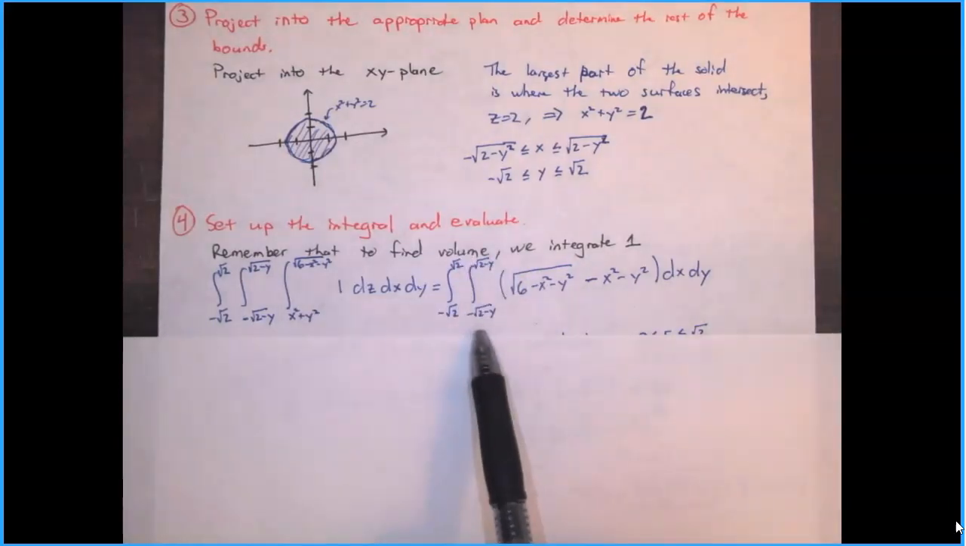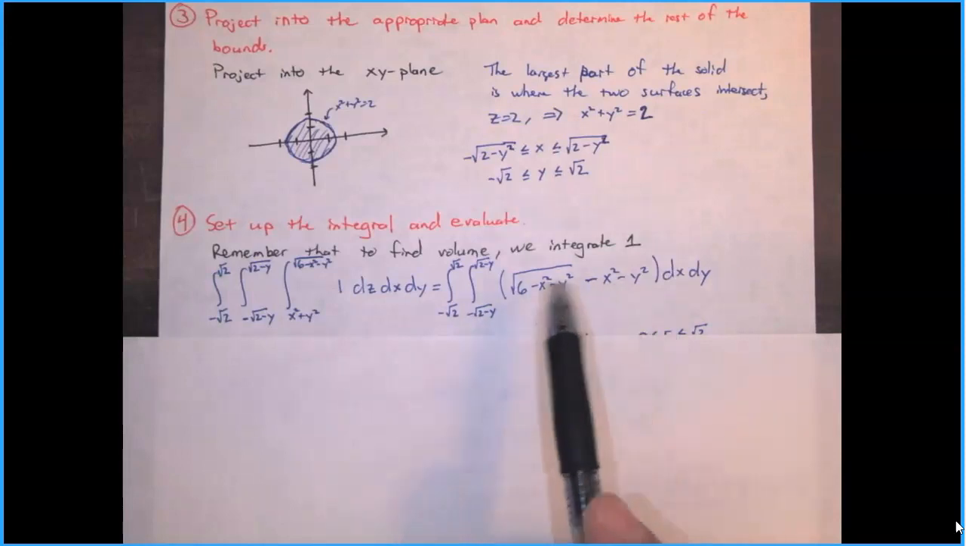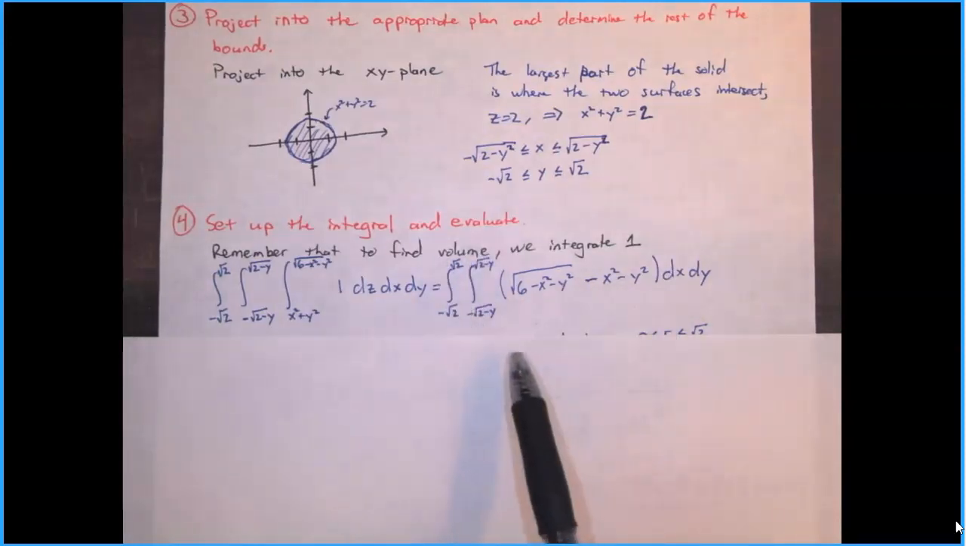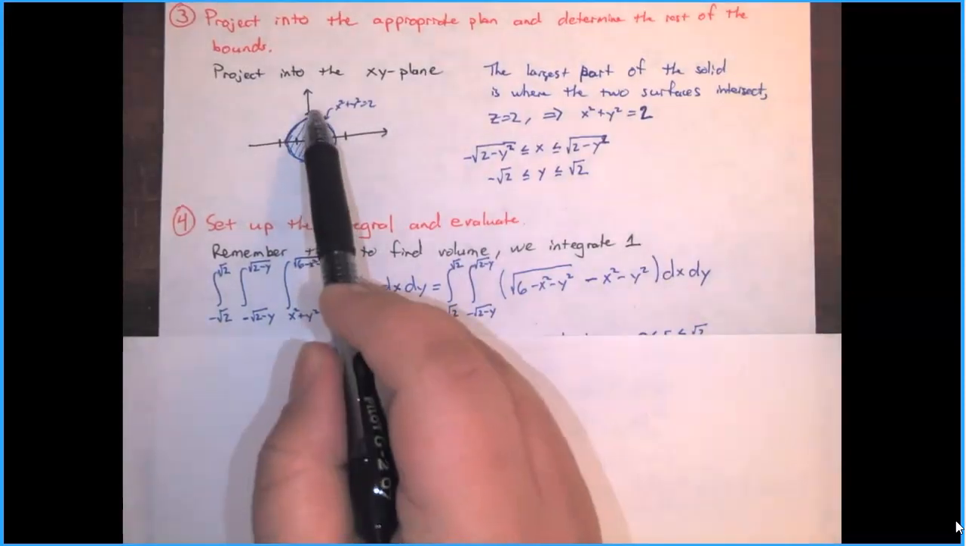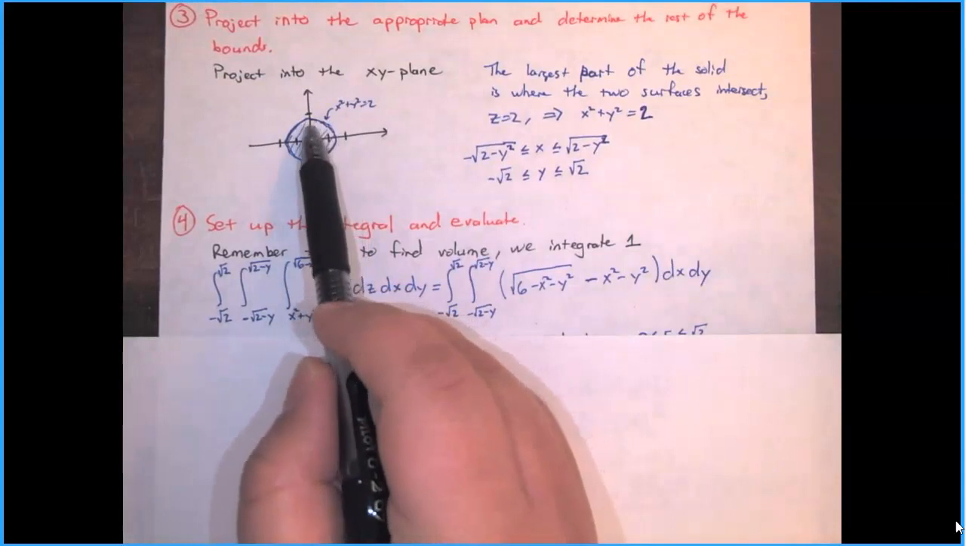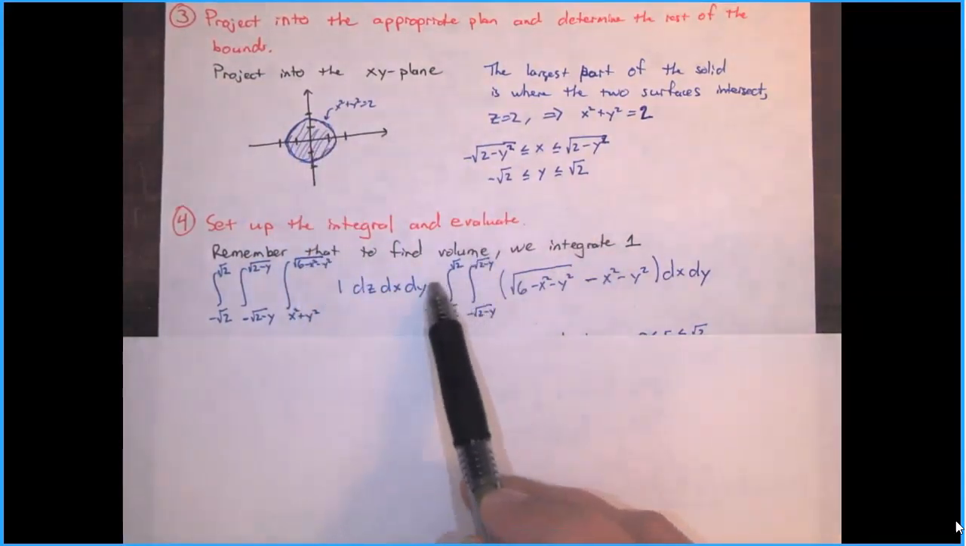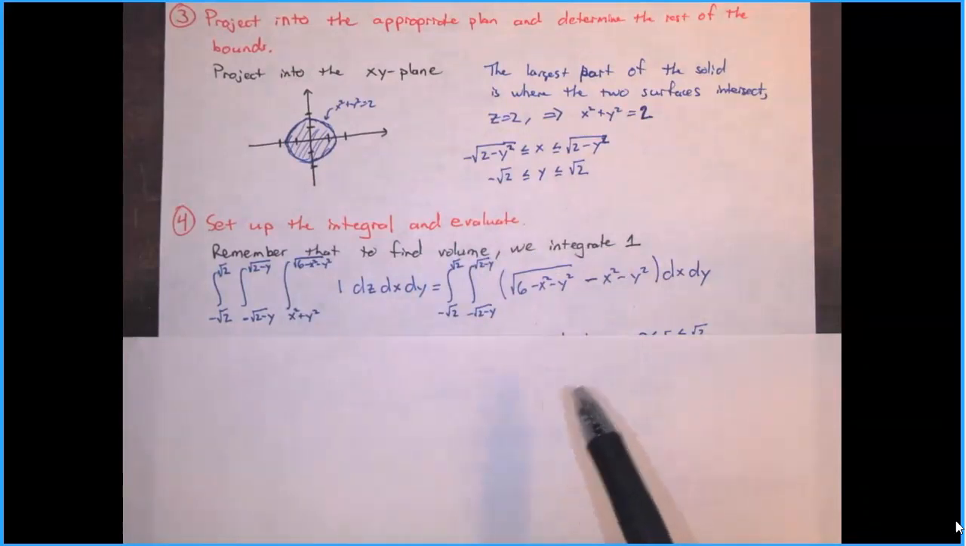One thing you could notice is, well, I have an even function here, and I'm integrating over a domain that's symmetric in both x and y. So what I could do is just integrate in the first quadrant and multiply this integral by 4. So change these both to 0 and multiply by 4 by using symmetry.